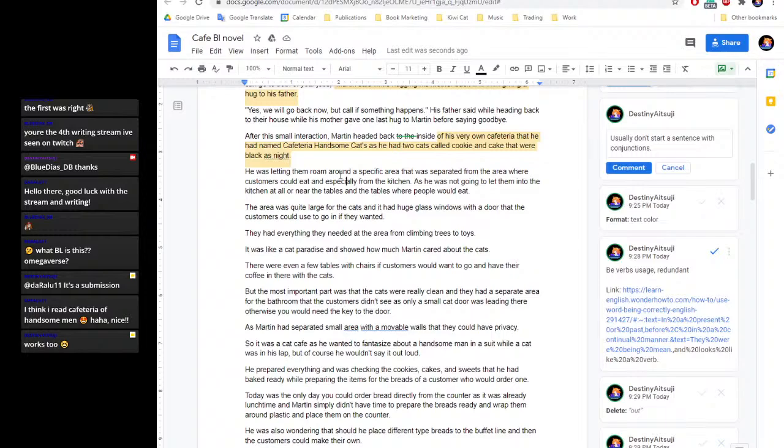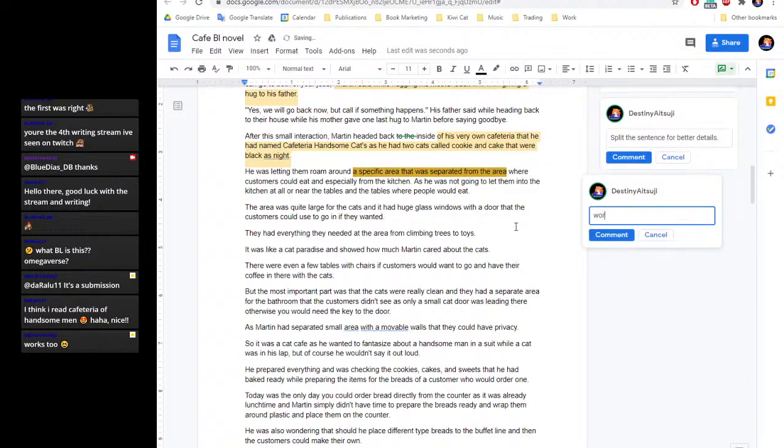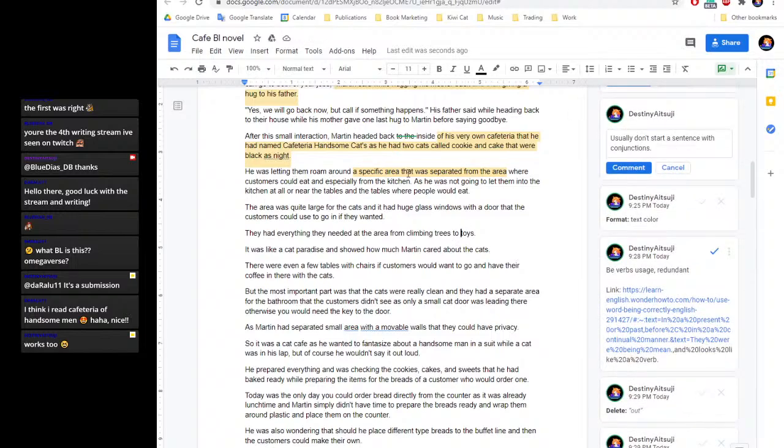"So he was letting them roam around a specific area that was separated from the area where customers could eat." It's just a thing for me: I'm reading "area" three times now. So use the thesaurus for this, or rephrase it in some way that doesn't have "area" too close to each other.